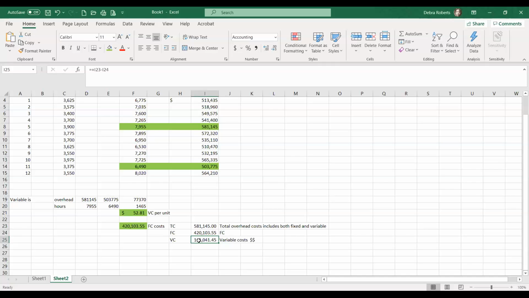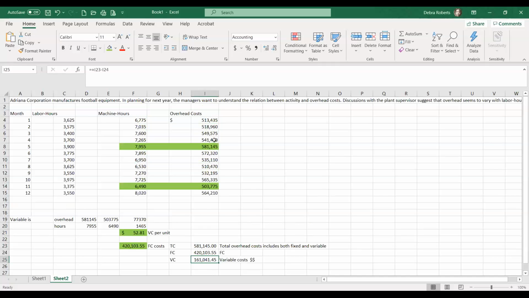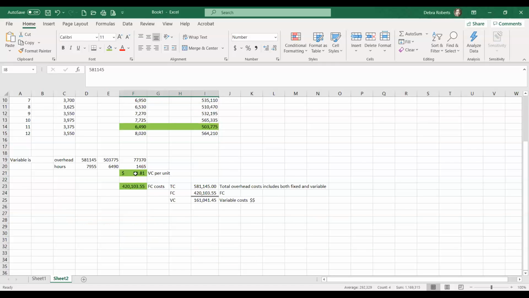And that's essentially what the high-low method does. We want to take our highest quantity in units on our overhead costs, and the corresponding units with that are our lowest. So our corresponding units on the low end is the 503 with the 6490, and our highest is going to be the 581 with our 7955. So we take our 581, subtract the 503, our 7955, subtracting our 6490, and we divide these two numbers together to come up with our variable cost per unit.